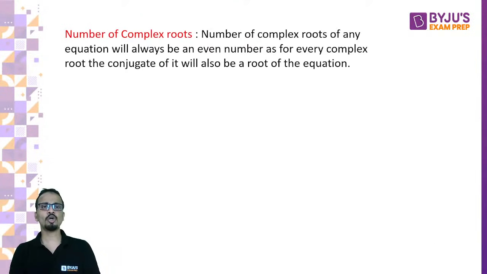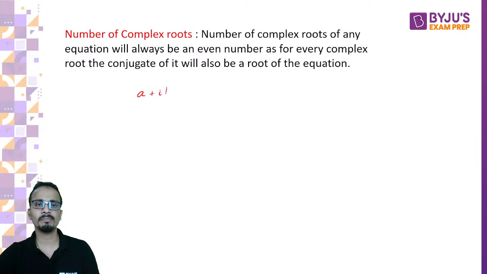First of all, talking about the number of complex roots. All the complex roots of any equation will occur in pairs, as in one root will be the complex conjugate of the other root. As in, if one of the roots is a plus iota b, then the other root will definitely be a minus iota b, where iota is the complex number, that is, under root of minus 1.